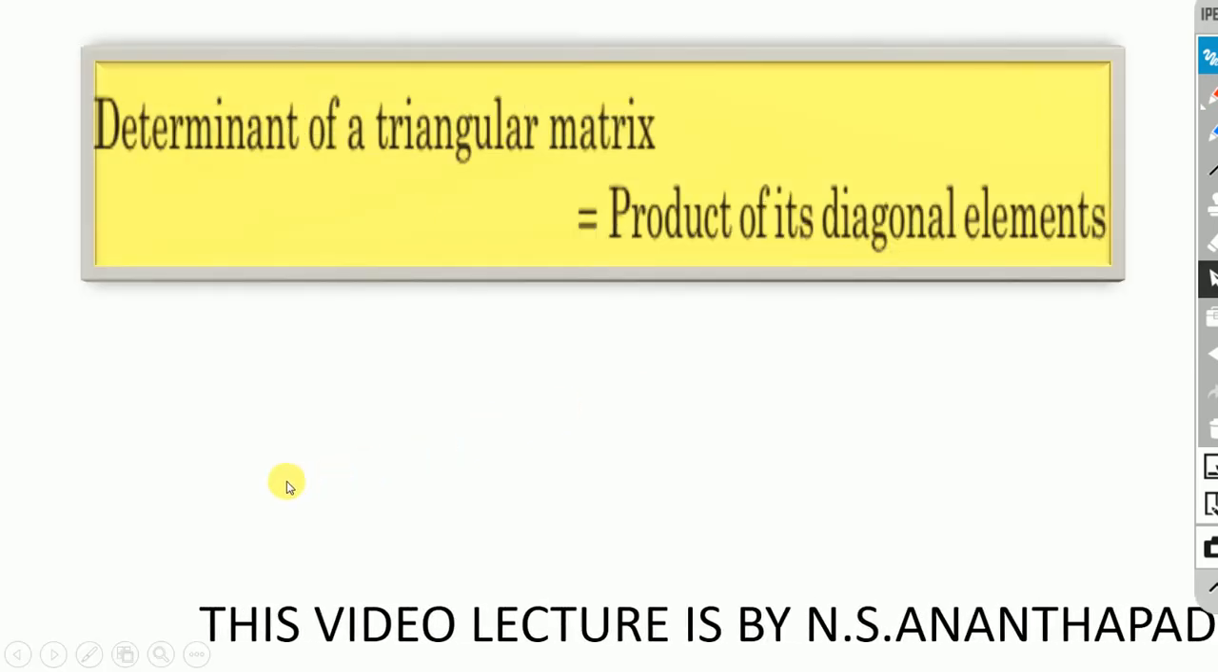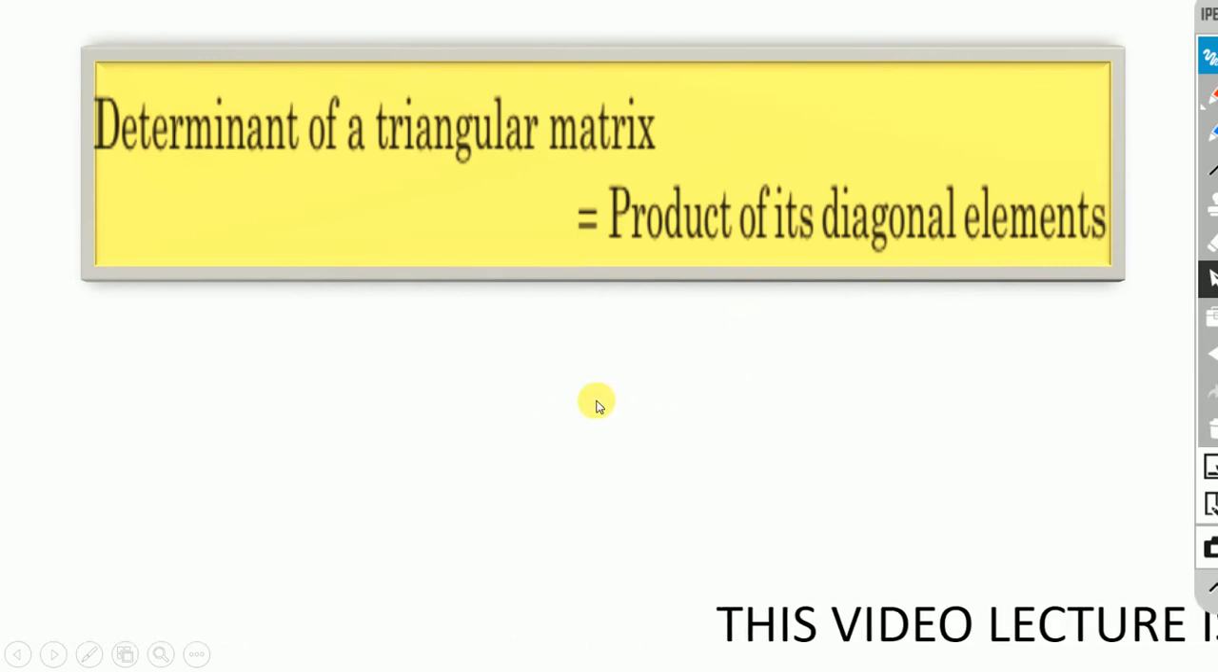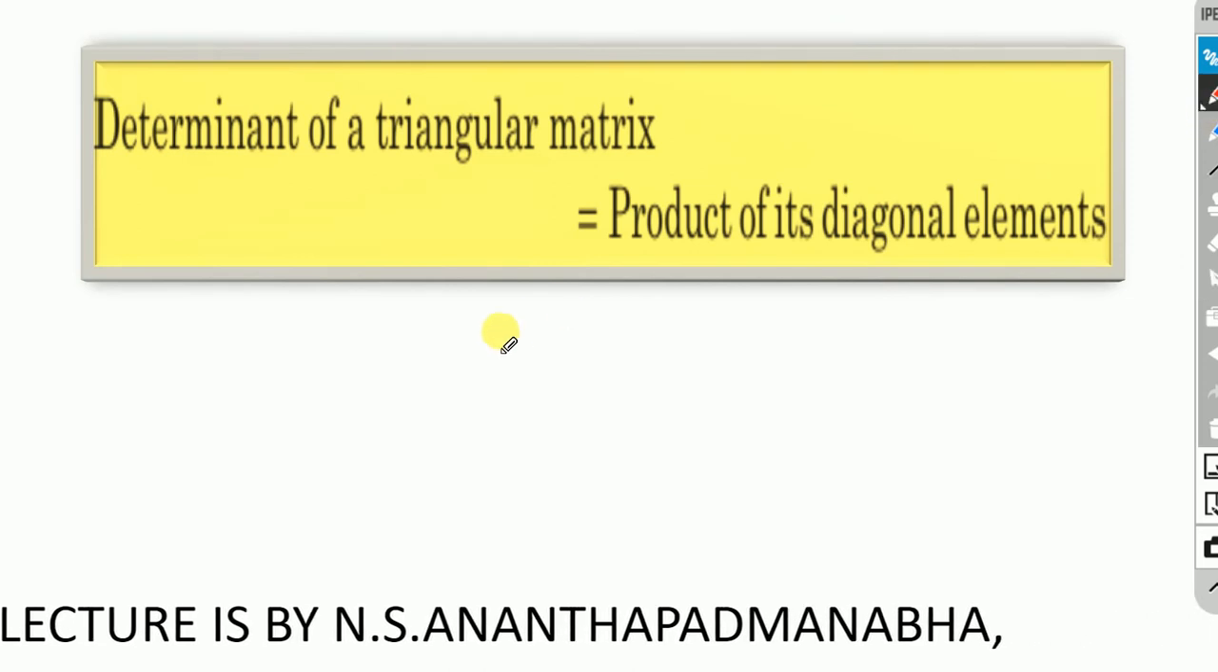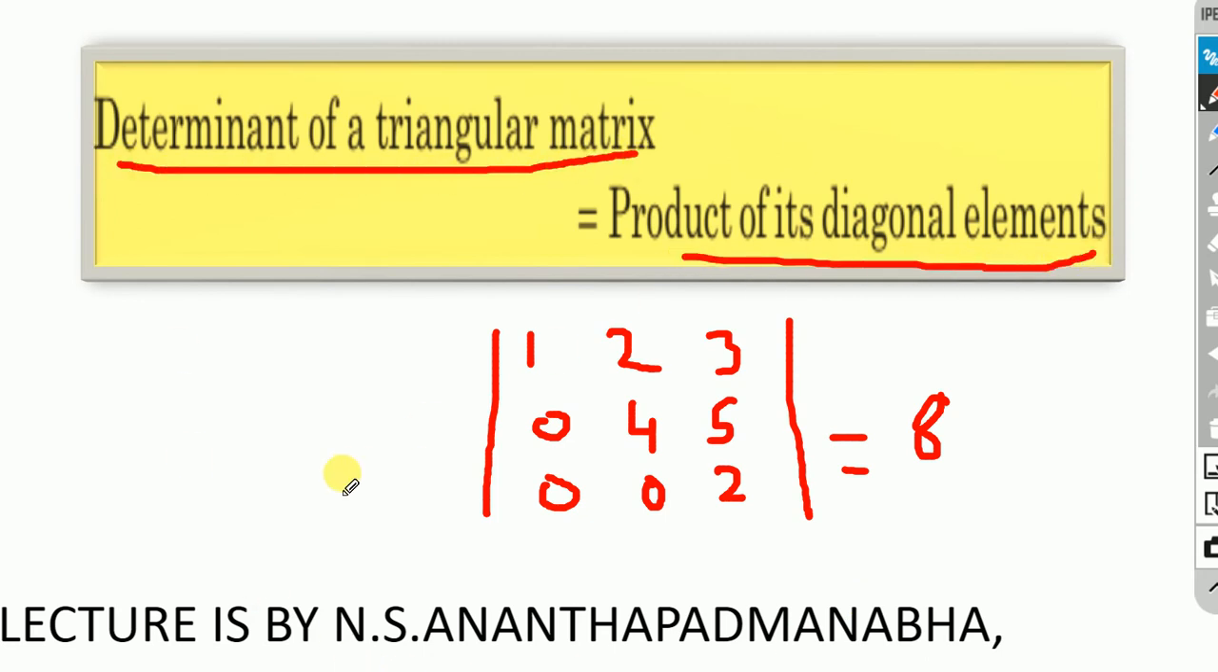Determinant of a triangular matrix is also equal to the product of its diagonal elements. So you know what a triangular matrix is. I have 1 2 3 here, and I will take 0, and I have 4 here. I will take another element 5, 0 and 0 and 2. So the value of this determinant is also equal to 4 into 2 into 1, which is of course 8. This is the property: determinant of a triangular matrix is equal to the product of its diagonal elements.